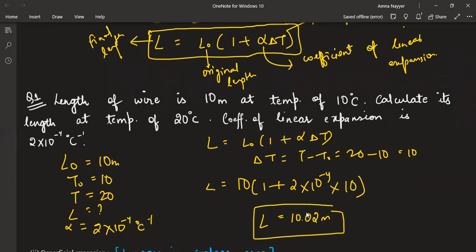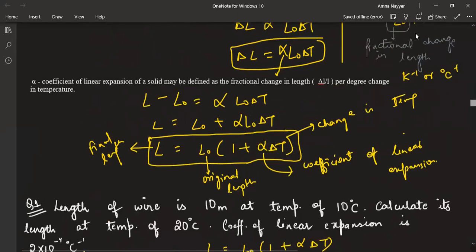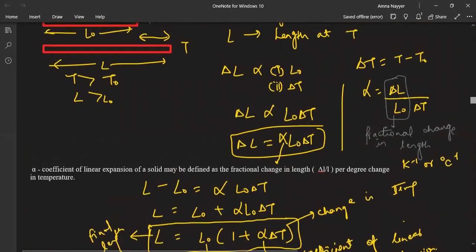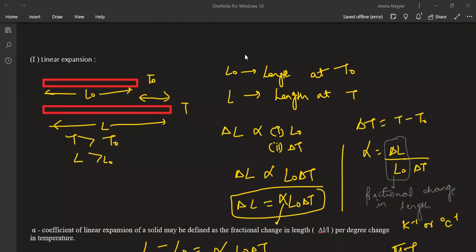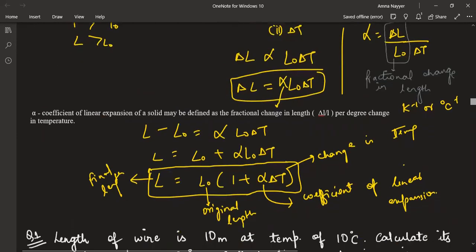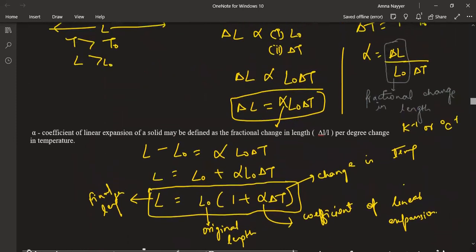Just check it once also. Any doubts you are having, let me know, because this linear one is very important. If you understand linear one, then understanding the rest of the others is very easy to remember. So first remember the linear expansion. If you've understood linear expansion, then it becomes easy to understand the cubical expansion as well as the superficial expansion. So here we had seen a numerical as well. This numerical simply says you will use the formula L is equal to L naught into 1 plus alpha delta T.